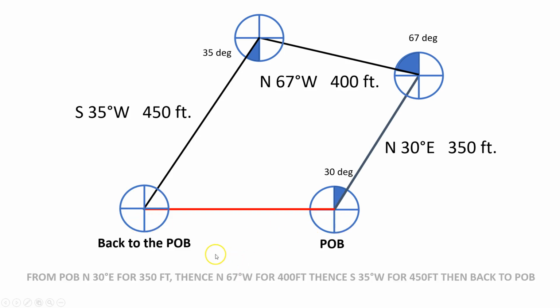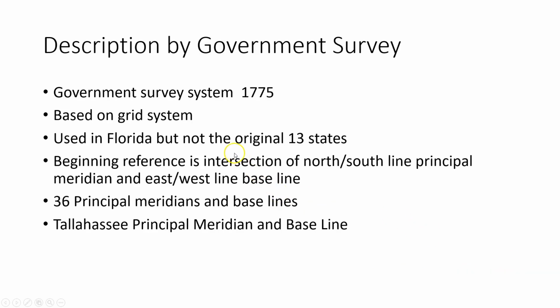And then I would write the description something like this. From the point of beginning, head north 30 degrees east for 350 feet, and then north 67 west for 400 feet, thence south 35 degrees west for 450 feet, then back to point of beginning. That's how it is written on the legal description.